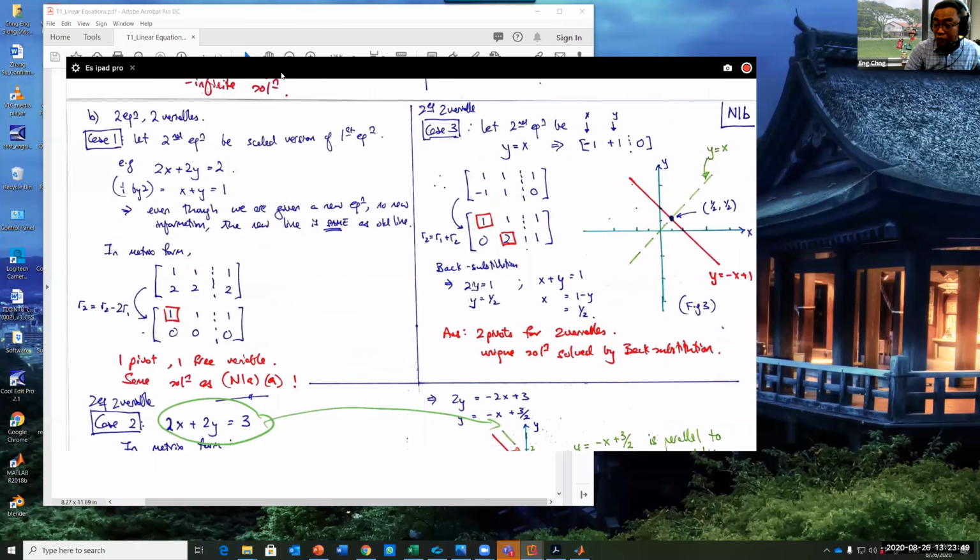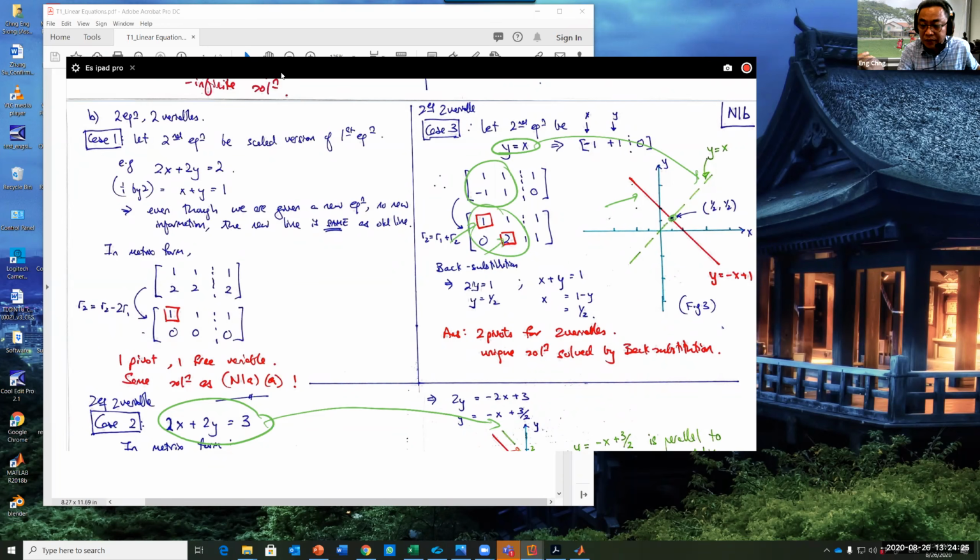Finally, of course, the last one is trivial, and then we can close this tutorial. The last one is I give you one equation that looks like y equals to x. And then I can plot y equals to x here. So the red line was previous, and the green line is new, and they meet only at one point. So the answer is there is one unique solution. How do I solve this? I can put my augmented matrix and row reduce. I identify there are two pivots and two variables. Therefore, there is one unique solution.